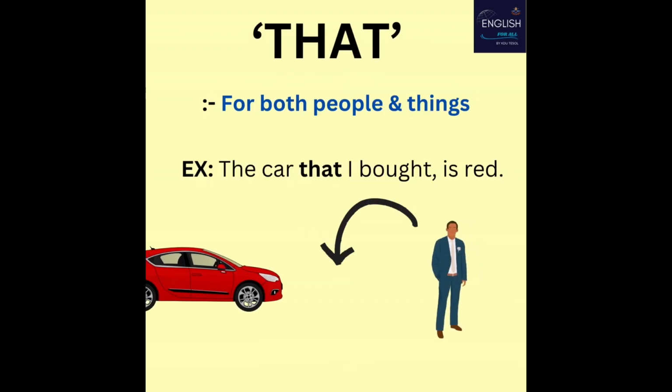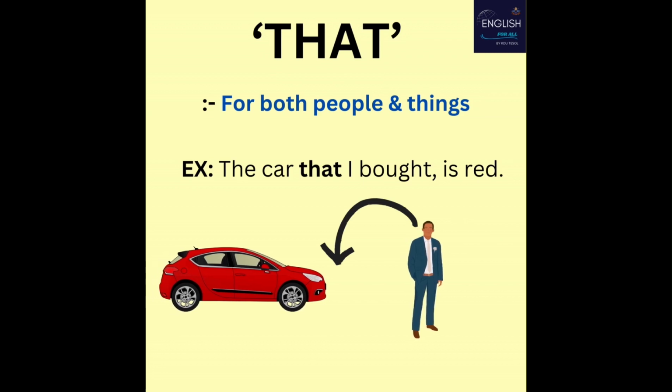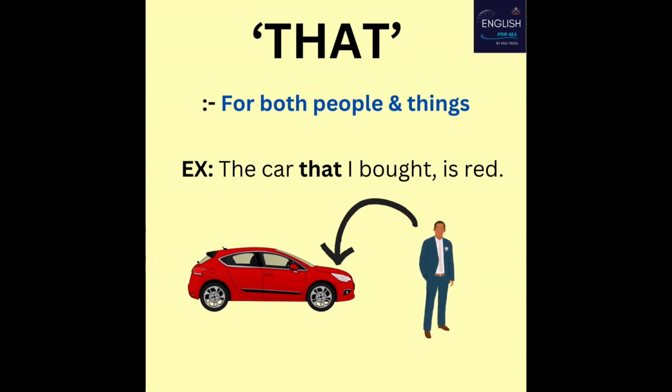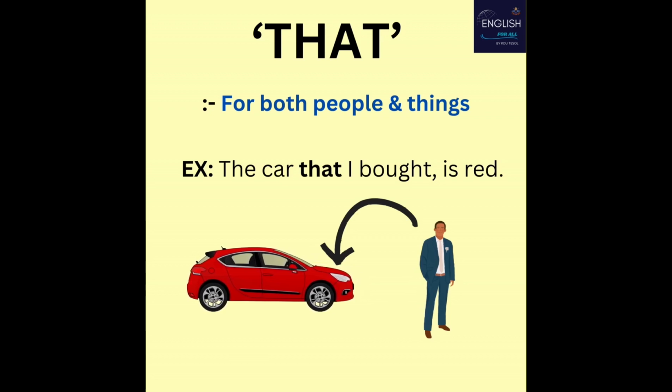Here is another relative pronoun, that. That can be used for both people and things. Look at the given example. The car that I bought is red. According to the given example picture, the man describes his newly bought car by using the relative pronoun that.